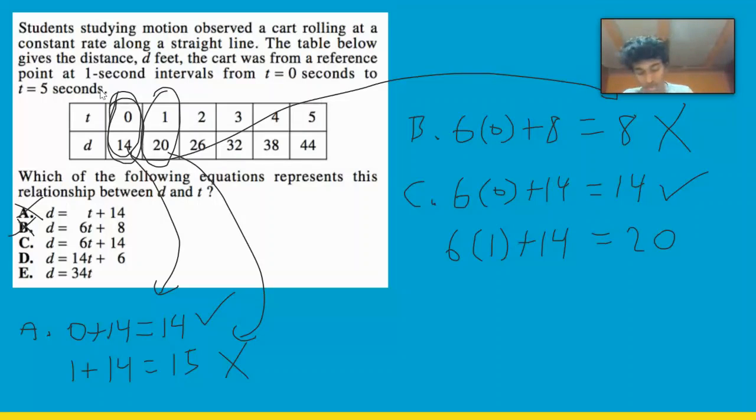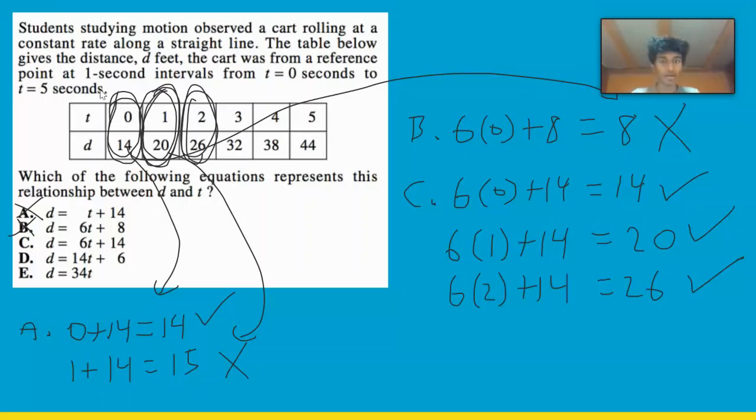We do, because when we have an input of 1, we have an output of 20. And this is exactly what we see here. We can try t equals 2 and see what we get for d. It's equal to 26. And you'll notice that in our data table, 2 maps to 26. And you'll see for 3, 4, and 5 also, it will be true and the correct input maps to the correct output. So we know that our answer to this question is C.